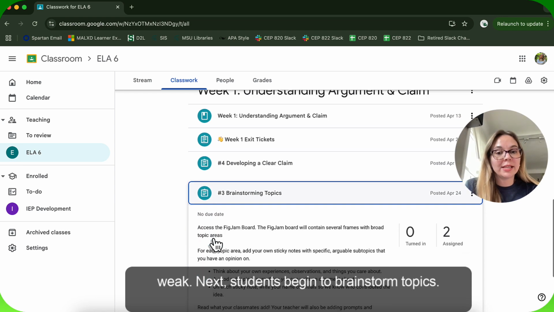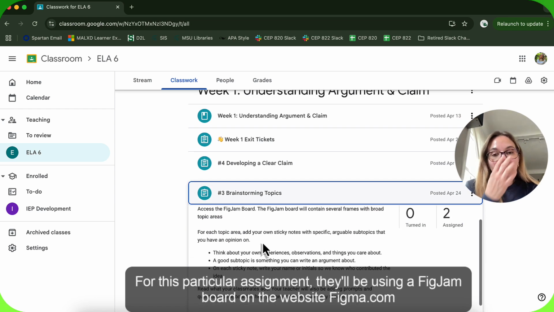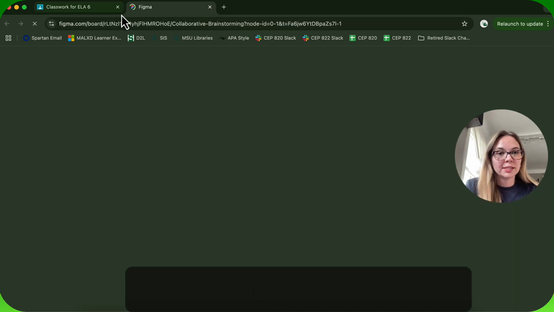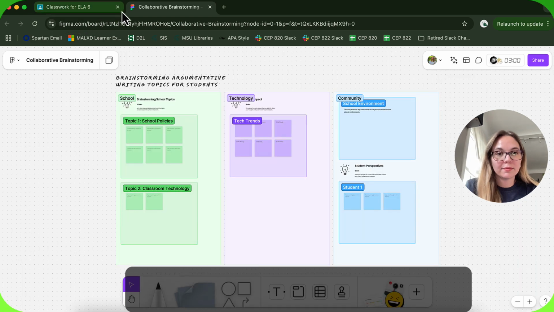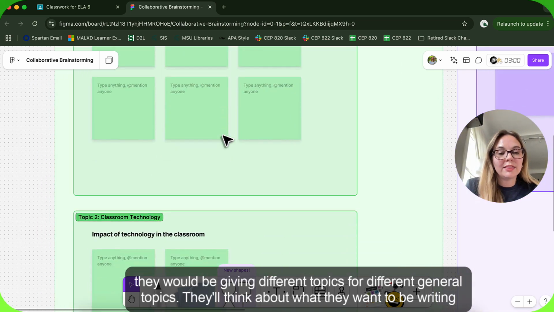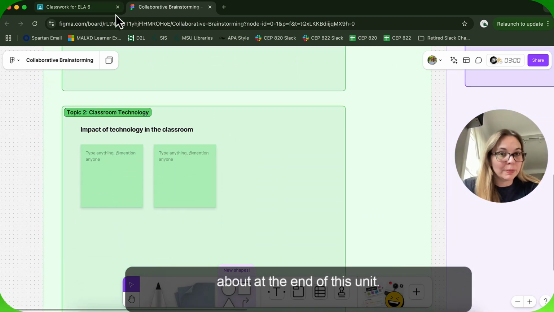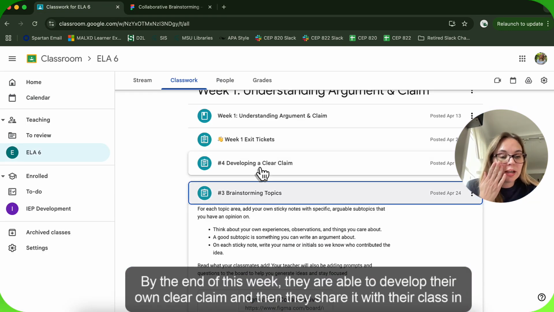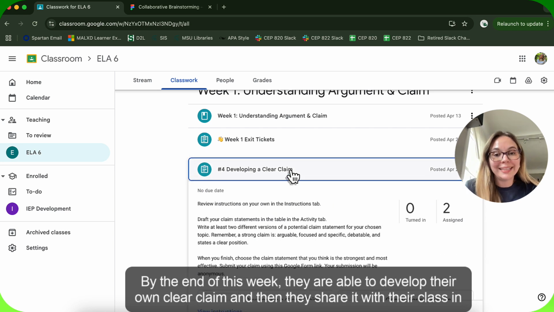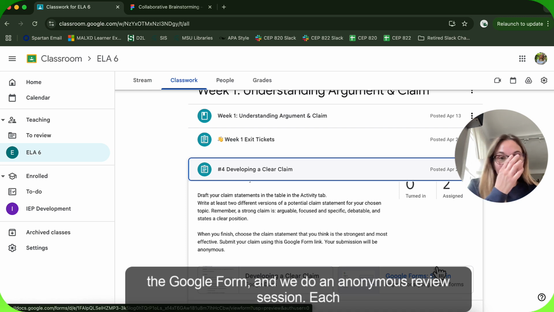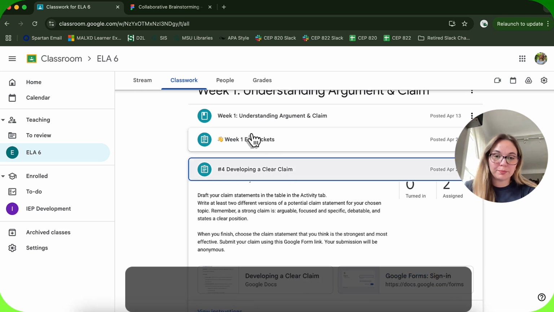Next, students begin to brainstorm topics. For this particular assignment, they'll be using a FigJam board on the website Figma. And it looks something like this. So here, they would be given different topics for different general topics. They'll think about what they want to be writing about at the end of this unit. By the end of this week, they are able to develop their own clear claim, and then they share it with their class in the Google form, and we do an anonymous review session.